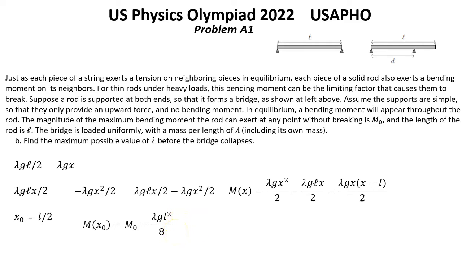And lambda will be 8 m0 over g L squared. I can notice that we will get the same result if we take into account all forces and torques from the right side to point x. And this is obvious because the bending moment from the left must be equalized at the same point by the bending moment to the right. So this was the solution for question B.